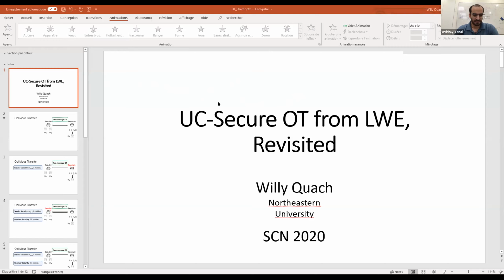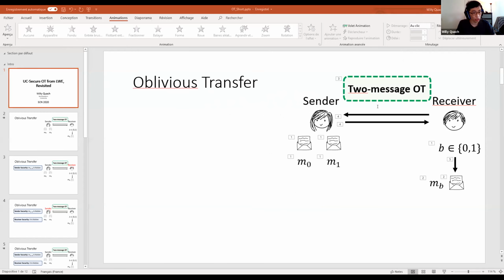So as the title suggests, this work is about oblivious transfer from the learning with errors assumption. So let us first recall what oblivious transfer is. Oblivious transfer is a protocol that's executed between two parties, a sender and a receiver. The sender has two messages, M0, M1. The receiver has some choice bit B. The goal of the protocol is to have the receiver receive the message MB in the end. What we're considering in this work is two-message OT, where the receiver first sends a message to the sender, and the sender responds with one message to the receiver.